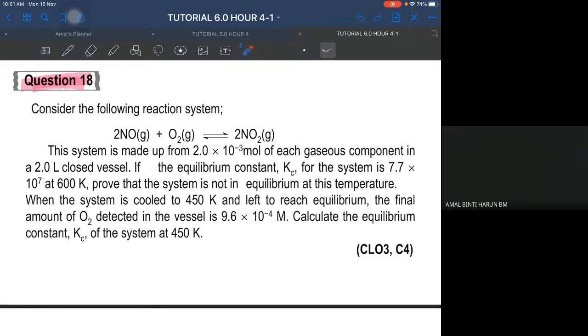So what we should do, we need to compare Qc versus Kc. Next, lepas tu, when the system is cooled to 450 Kelvin. Tadi 600 Kelvin, Kc dia 7.7 exponent 7. Sekarang, bila temperature berubah, Kc akan berubah. Remember daripada soalan ini, kita dapat tahu yang Kc changes when T changes.